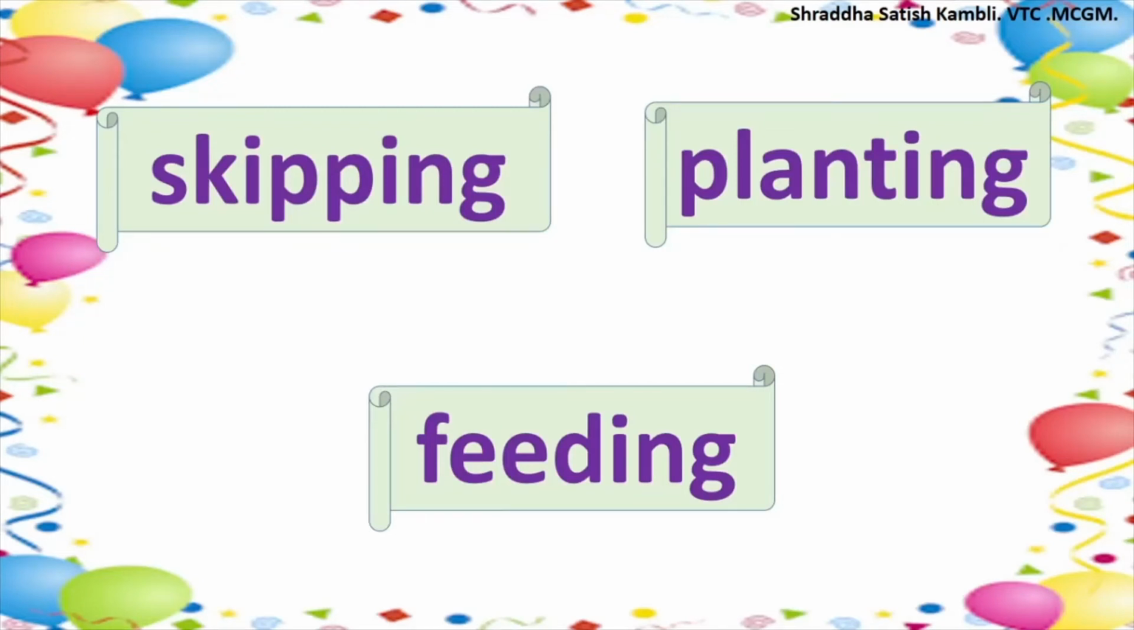You also saw the action, na? How they were riding the bicycle, how they were riding the horse, how they were driving the car. So these are all actions. And these actions are shown using these words. So these words are called as action words. What are they called? They are called as action words.